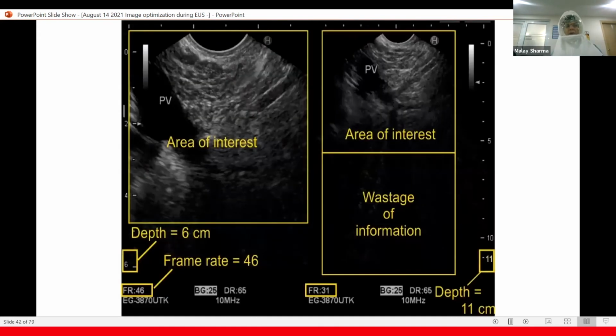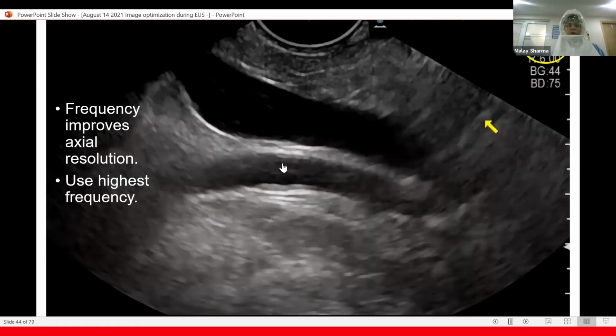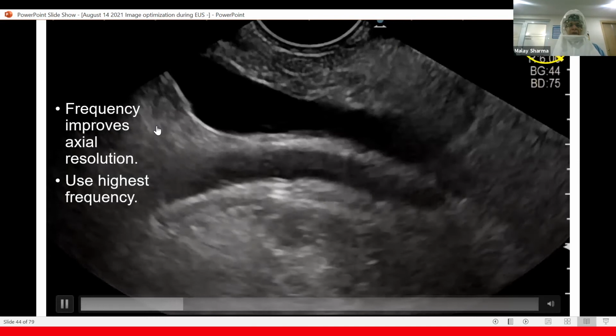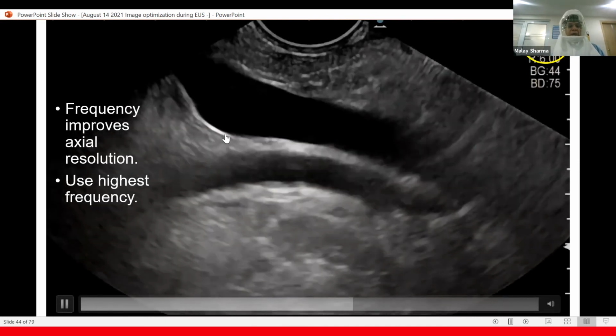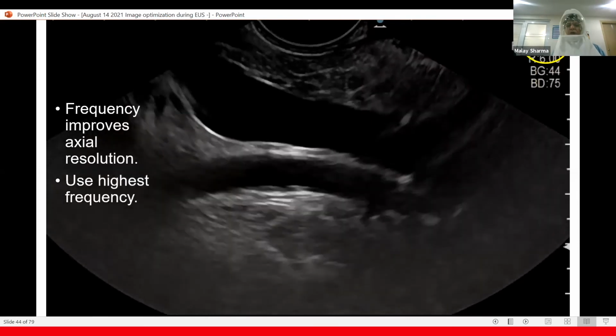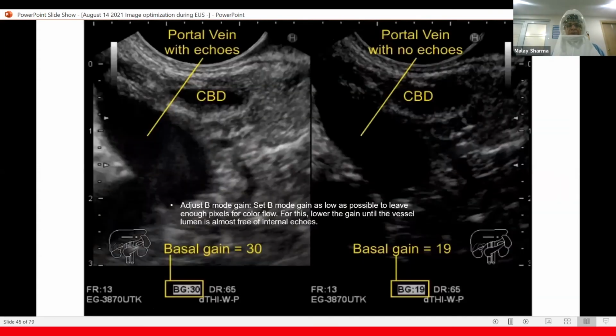and use the zone. So this is depth, 6 centimeter. This is wastage of information. Use more depth. Use lowest frequency possible. For example, in this case, lowest frequency will improve axial resolution. For color Doppler, lowest frequency for B mode imaging.